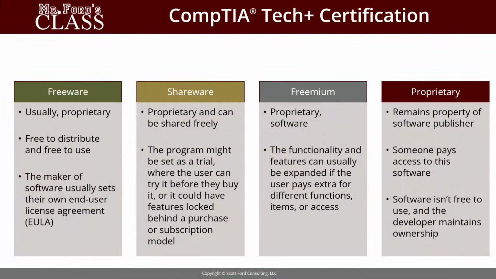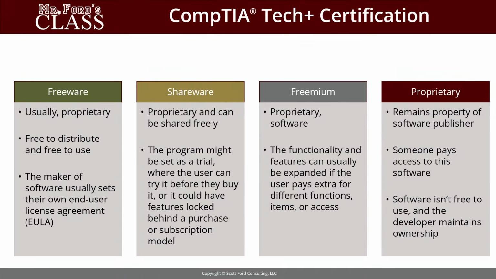All right, let's take a look at shareware. Shareware is proprietary and can be shared freely, thus the name shareware. The program might be set as a trial where the user can try it before they buy it, or they could have features locked behind a purchase or subscription model. Then we have freemium. Freemium is proprietary software. The functionality and features can usually be expanded if the user pays extra for different functions or access.